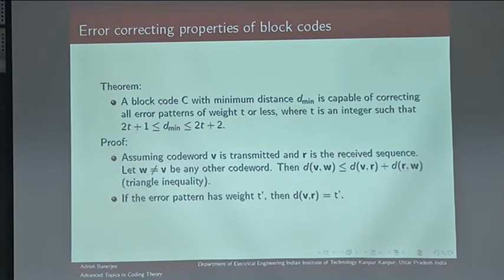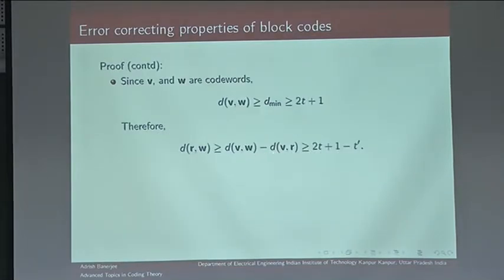Now, if I use this, I get a bound. This minus this is at least this. So, we can write that the Hamming distance between R and W is greater than or equal to the Hamming distance between V and W minus the Hamming distance between V and R. This follows from the triangular inequality that we had earlier. Now, what is this? This is at least 2T plus 1, and what is the maximum value of the Hamming distance between V and R? This is T dash.